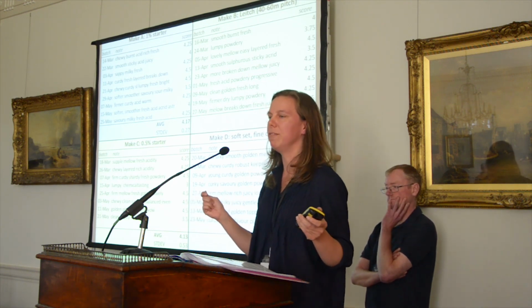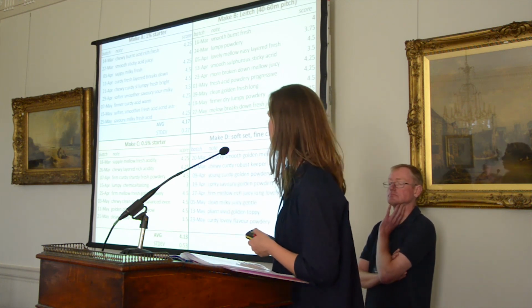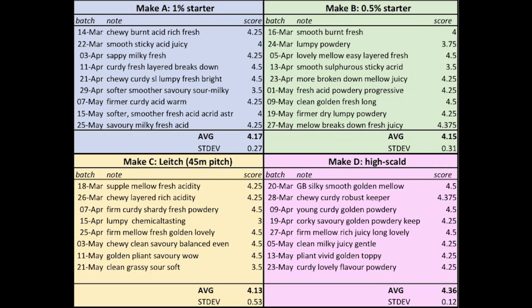This isn't about quality for eating at this stage. This is about trying to accentuate the differences between the scores. The other thing is that this is borne out by the standard deviation, which is just a measure of how broad the distribution of all these different scores was. So you can see that in general, we've got sort of plus or minus 0.3 here, plus or minus 0.3, plus or minus 0.5, so these were really variable. Down here, plus or minus 0.12, so much less variable in the hotter scald, softer set make.